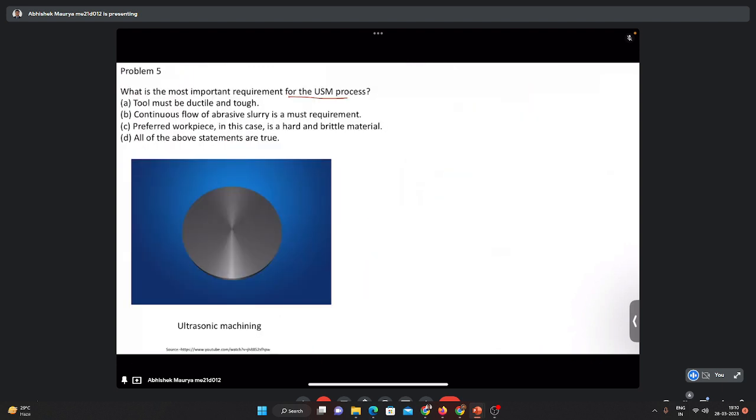So now let's come to the question. What is important for ultrasonic machining? The first option is for the tool. Till now I have discussed the workpiece material and abrasive particles, but I haven't told anything about the tool. So if you see the mechanism, we have the workpiece, we have abrasive slurry over it, and we have the tool.